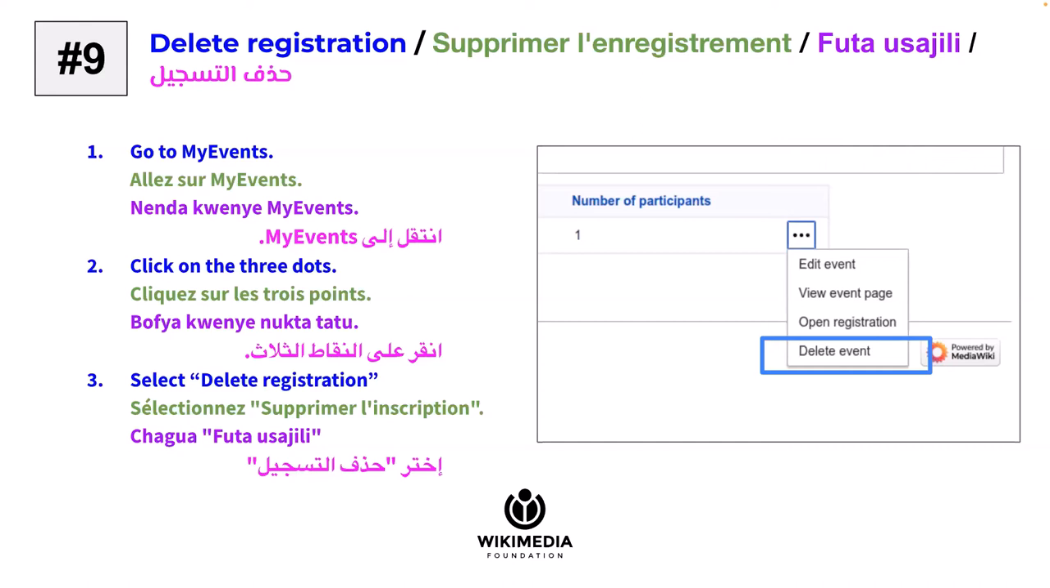So for V0 testing, if you like the event that you created with registration, you can just watch how I delete, but you don't have to delete yourself. I'll show how you do it. You can go to My Events, click on the three dots, and then select Delete Registration. You see there are these different options: Edit Event, View Event Page, Open Registration. It could also say, as we talked about, Close Registration, and then the bottom is Delete Registration. If you click Delete Registration, then of course it would delete.